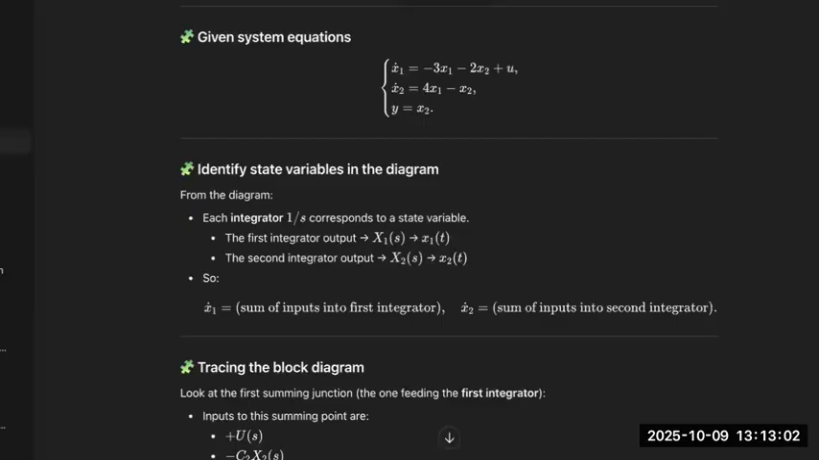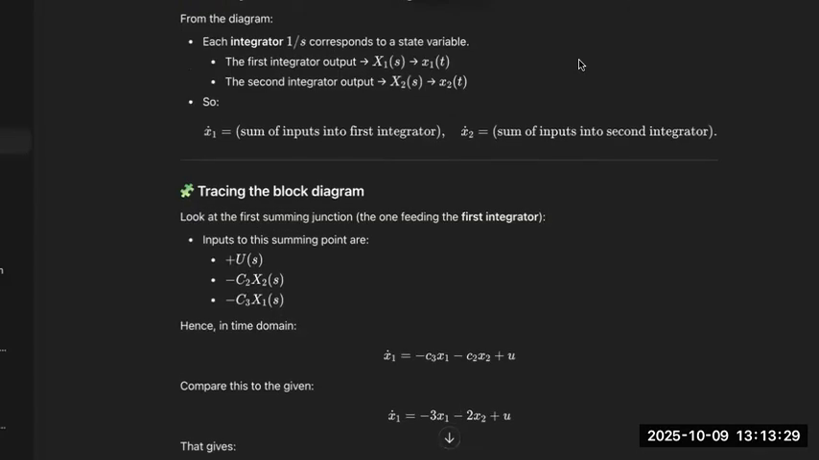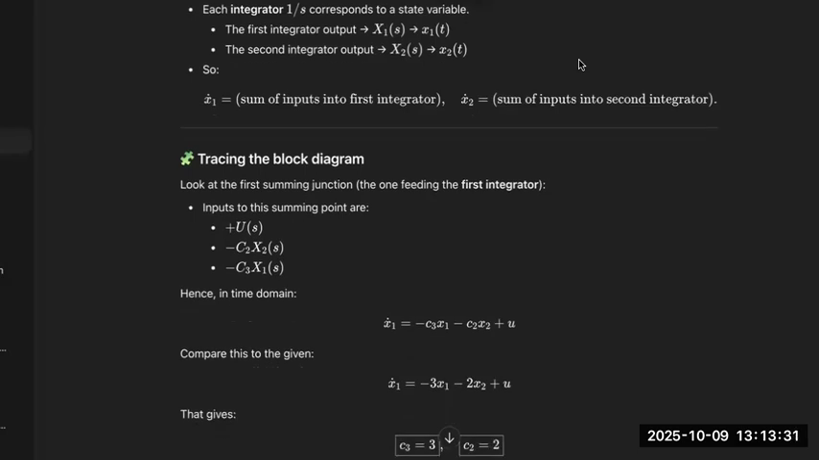And x1 dot is equal to the sum of inputs into the first integrator, and x2 dot is going to be the sum of inputs into the second integrator. So we look at the first summing junction, the one feeding into the first integrator, and inputs into this summing point are U(s), C2 x2(s), and C3 x1(s). Now let's think why these signs are like that.